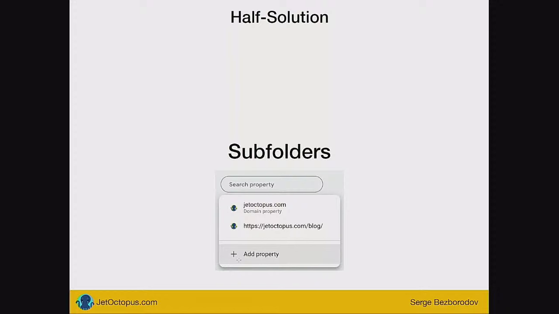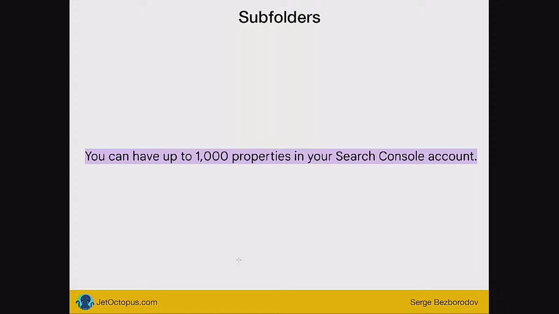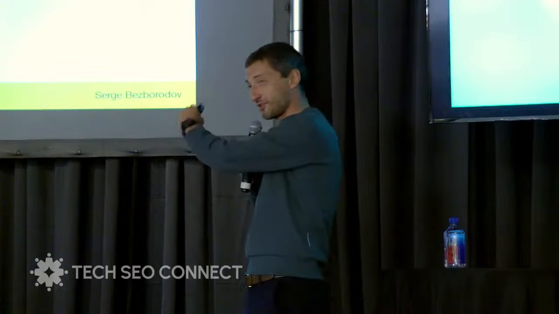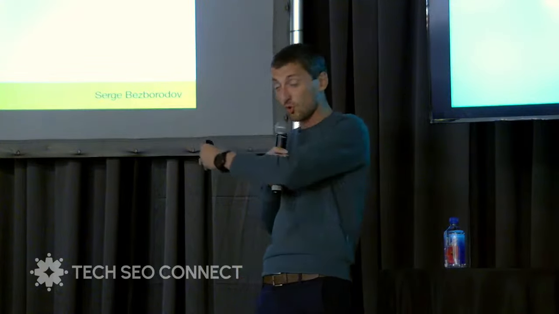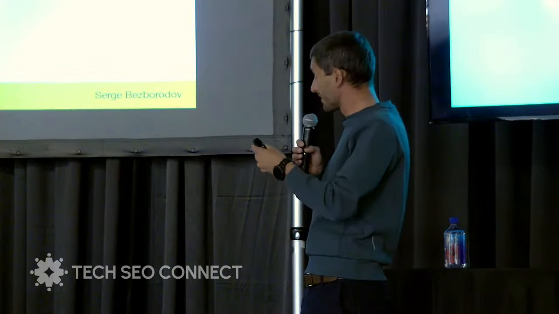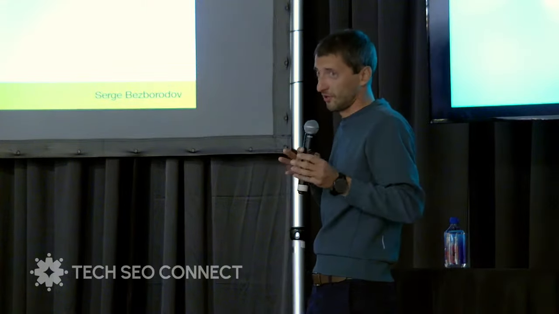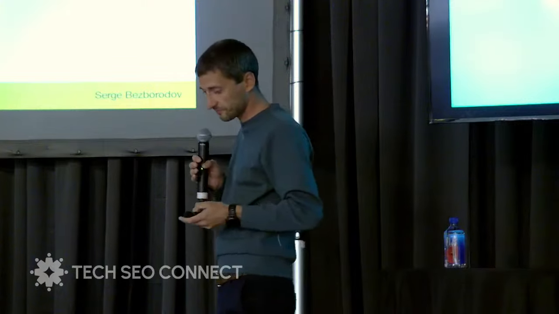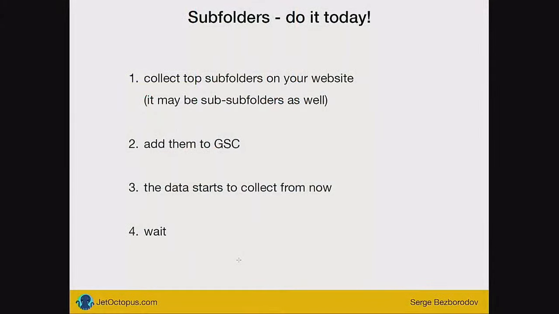If you have that, okay, maybe next time, next project. You can add 1,000 properties in your Google Search Console account. Do you think it's a lot? Trust me, no. We have clients with a few Google accounts. And 1,000 properties is really okay when we're talking about size. So don't think you have to add just 5 subfolders.